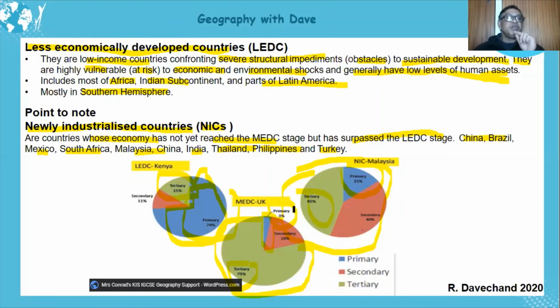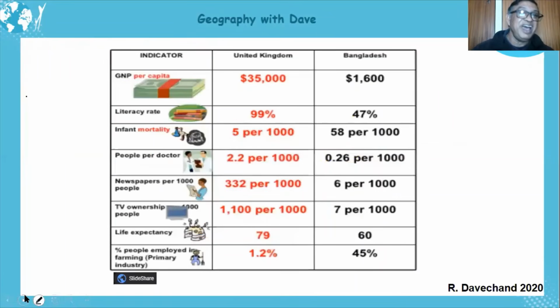And this is what we call the newly industrialized countries. They're coming up, places like China, India, as I said, big money earners in terms of GDP, etc. So they're moving forward. You understand? Okay. So that explains that, right? Now there's some here. I'm just using two. United Kingdom, can you see? That's your MEDC. Bangladesh, that's your LEDC.